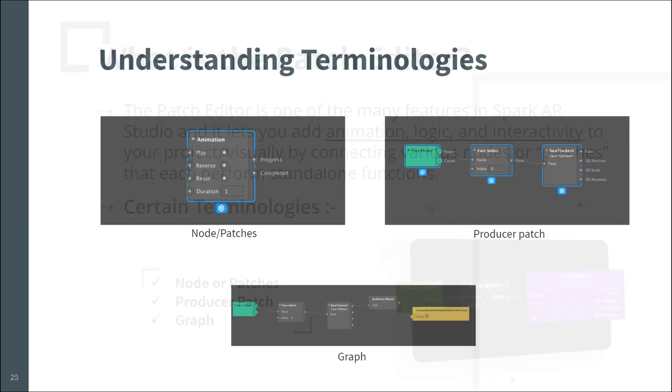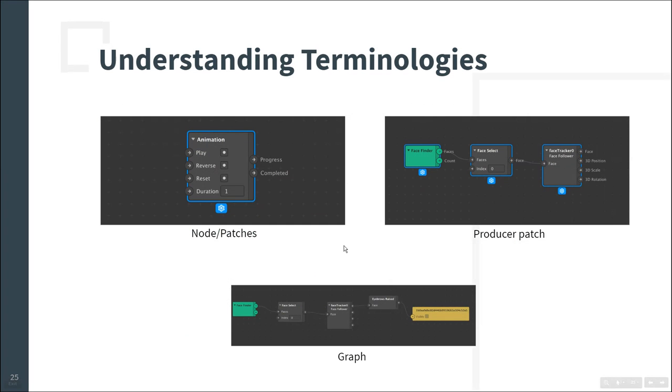In order to understand the terminologies, as you can see, a single box is termed as a node or a patch. If the box is in green color, such a patch or node is termed as producer patch. A producer patch is something that produces a signal.